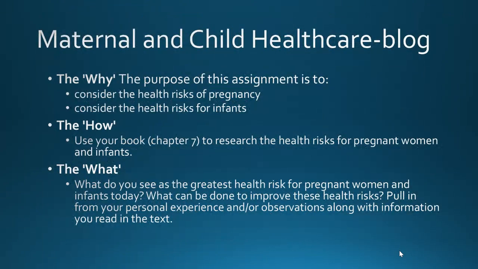The Maternal and Child Healthcare blog. The purpose of this is to consider the health risks of pregnancy and infants. You will use your book, Chapter 7, to research the health risks for pregnant women and infants. Then for this blog, I want you to identify what you see as the greatest health risk for pregnant women and infants today. What do you think can be done to improve these health risks? And pull in information from your personal experience. Maybe you know someone who has suffered a difficult pregnancy or had an infant who was sick. Include your own observations, along with the information you read in the text.